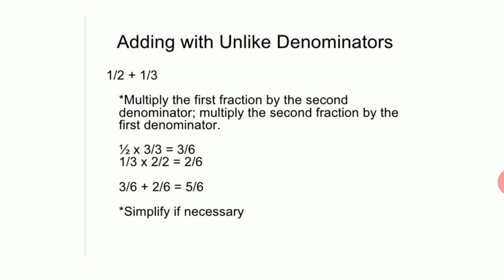Then coming to the second fraction, which is 1 by 3, now we multiply the second fraction by the first denominator. What is the first denominator? First denominator is 2, because the fraction is having 1 by 2 with 2 in the denominator part. So 1 by 3 into 2 by 2. That gives you the result as 2 by 6.